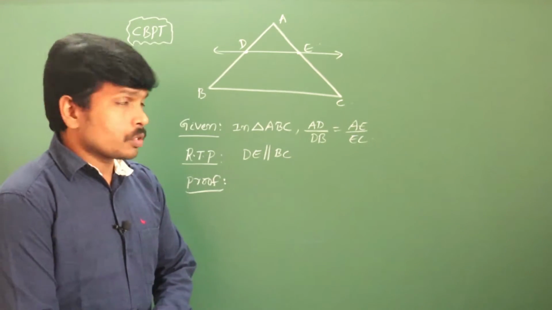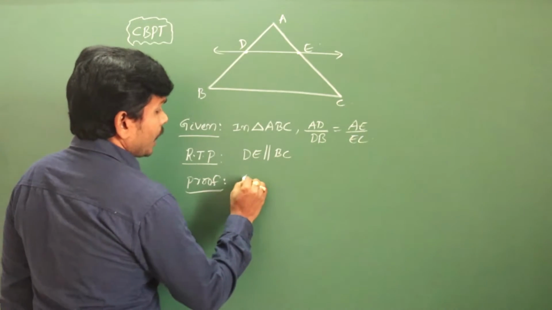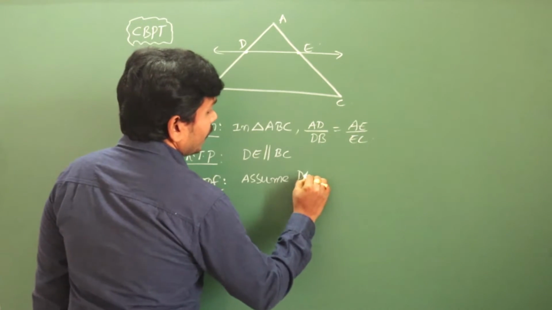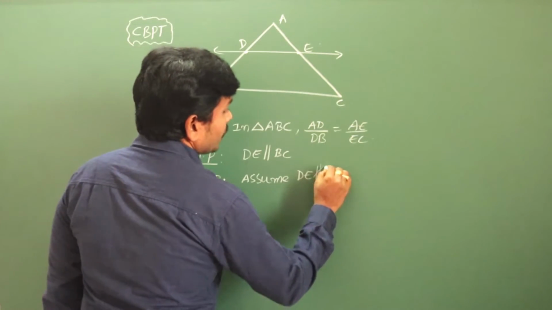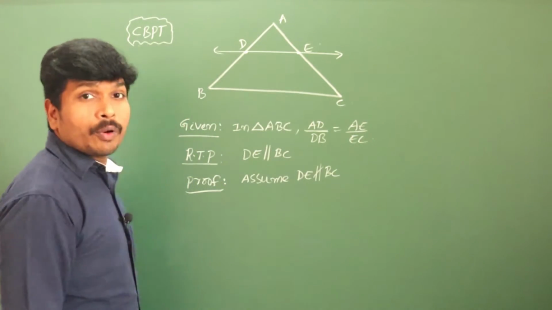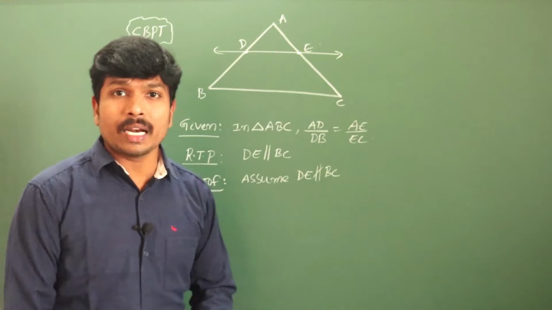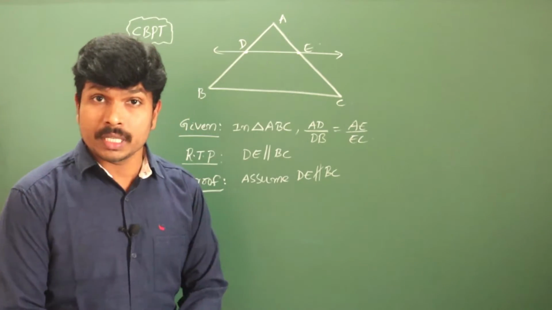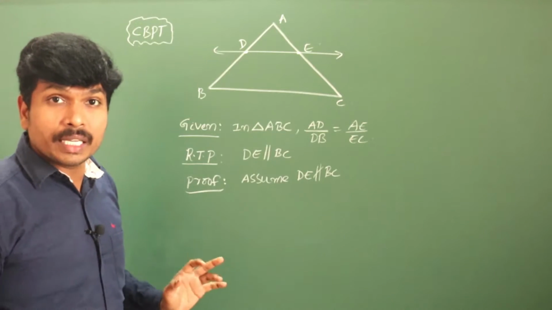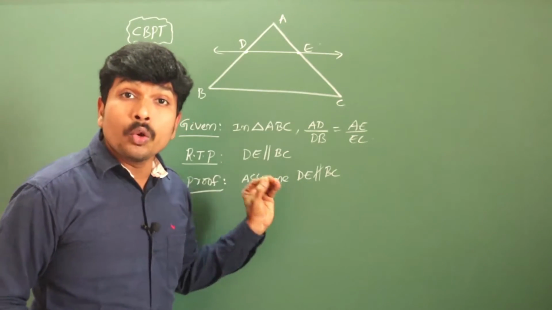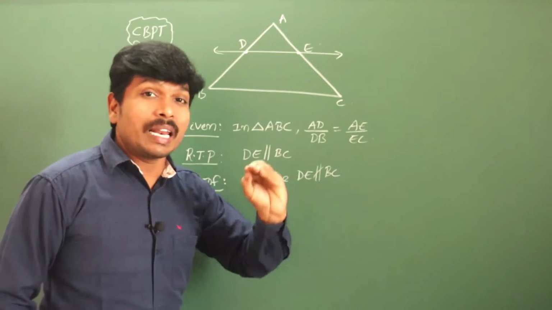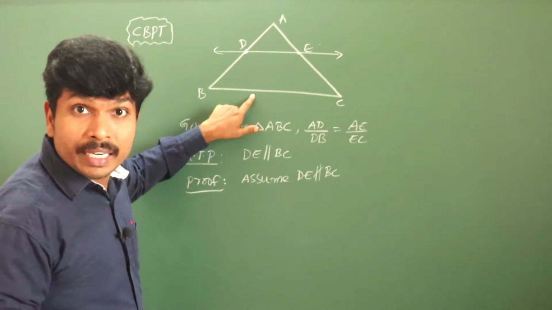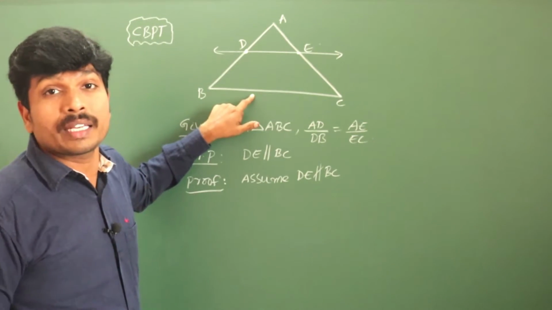Okay, so what do we have to assume? Assume DE is not parallel to BC. That RTP is wrong. We have to prove DE is parallel to BC, but we are assuming DE is not parallel to BC. If DE is not parallel to BC, then by Euclid's parallel axiom, to the given line, definitely one parallel line can be drawn.